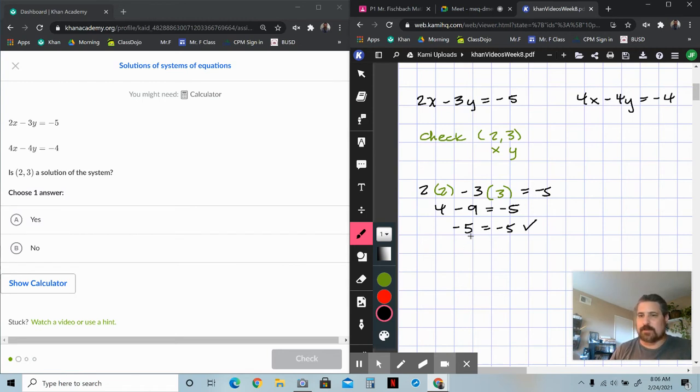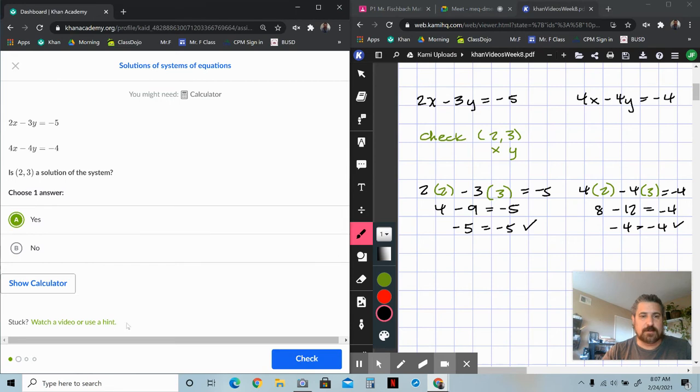And then on this one, you check the same thing. So you'd say, all right, is 4 times the quantity of 2, which is the x value, minus 4 times the quantity of 3, which is the y value of the ordered pair, equal to negative 4? Well, 4 times 2 is 8, and 4 times 3 is 12, so that'll be negative 12. And 8 take away 12 equals negative 4, that's the same as 8 plus negative 12, which is negative 4. So yeah, that would work as well. So this time, the ordered pair (2, 3) is a solution to the system because it's a point that exists on both lines. So we would say yes.